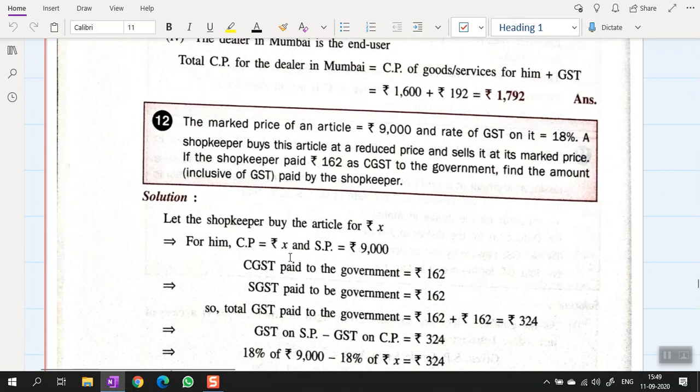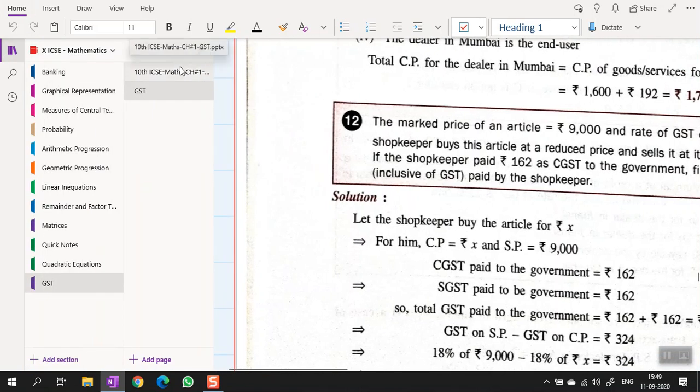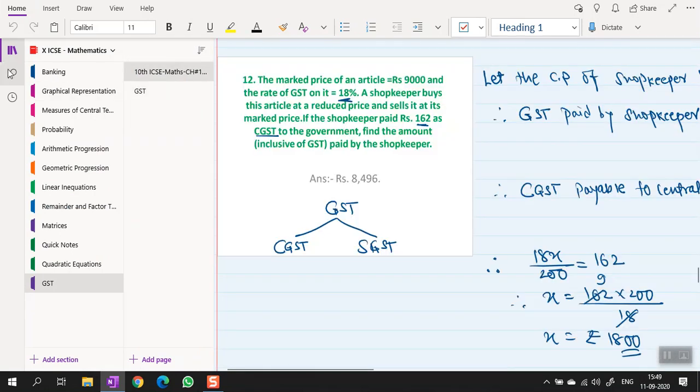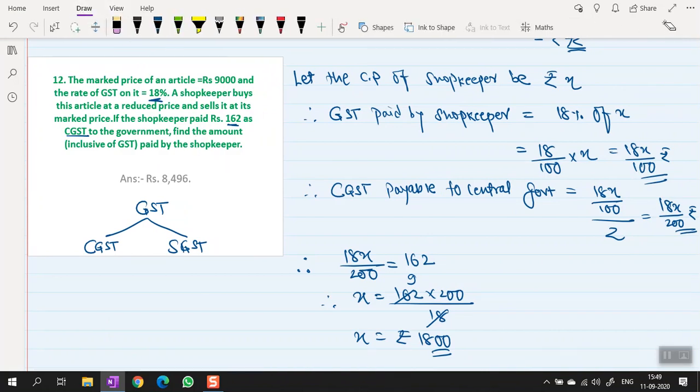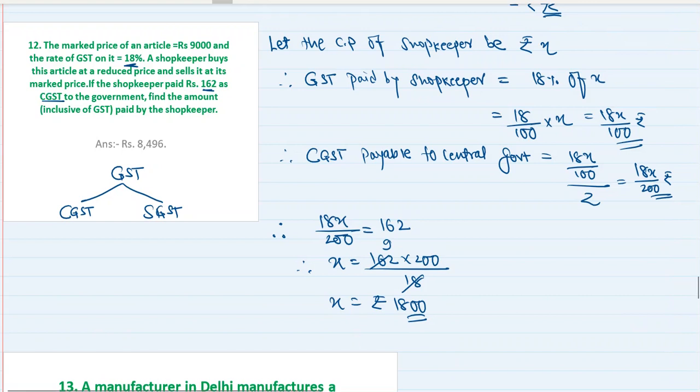Oh my God, I understood. If the shopkeeper paid 162 as CGST, so this is net tax paid, net tax paid actually. But they have not written it, they have not mentioned it. How come they are not mentioning it? Okay, it's okay, no problem. So yes, there is a mistake. Definitely there is a mistake. So always remember, maybe the misunderstanding is from my side. I did not understand the question properly.